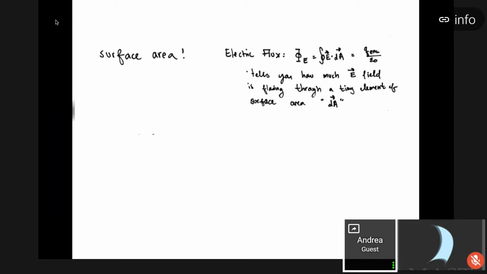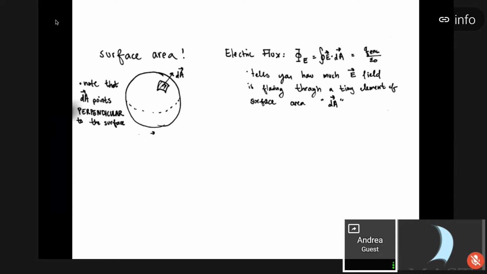This basically tells us that flux is equal to how much electric field is flowing through a tiny element of surface area, which we call dA. Here's a graphic that might help explain that. The entire surface area of this sphere would be something called A. But as physicists and mathematicians, we don't like to deal with the entirety of something at once. We like to break it down into tiny infinitesimal pieces called differentials. And that's what this dA is.